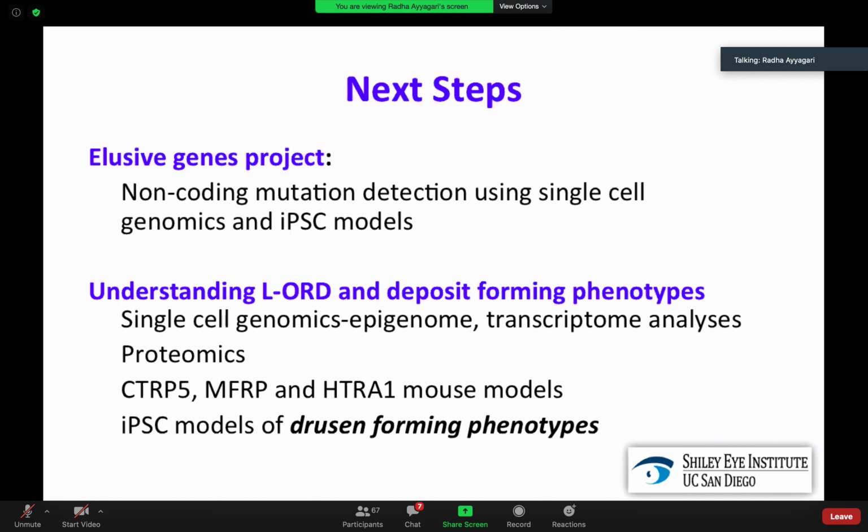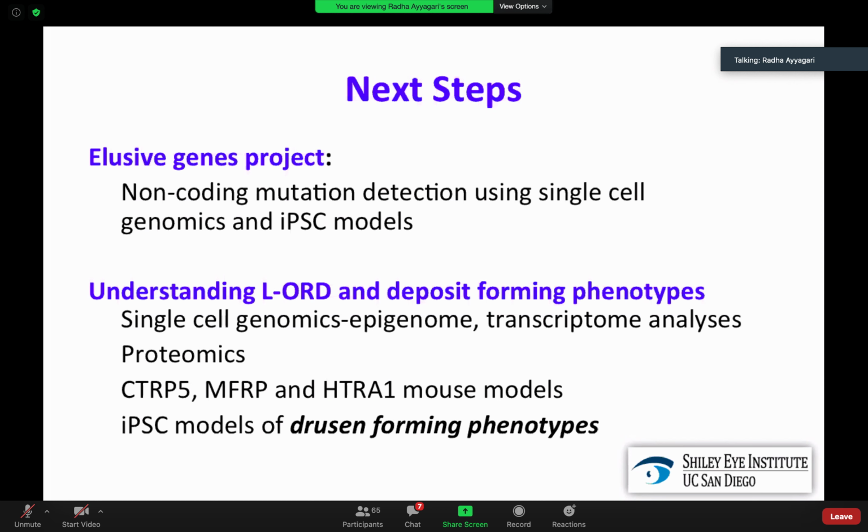MFRP is a membrane frizzled-related protein. It's a membrane protein, so we have not tested it. CTRP5 and HTRA1 are present in the extracellular matrix, and that's why we have tested those.